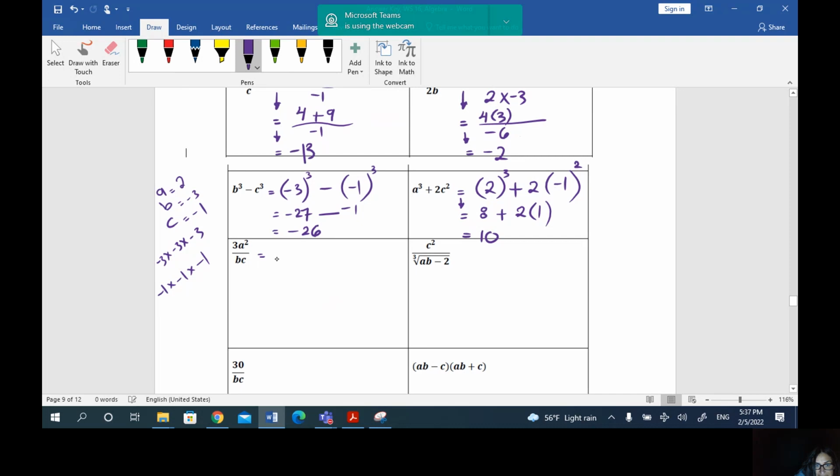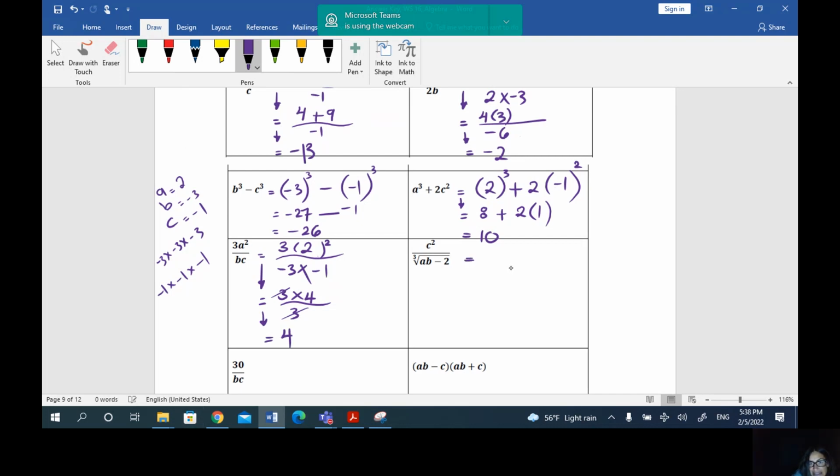Now, 3a squared over bc. So fraction line, 3 times a squared, so 3 times, open a bracket to the power of 2. A is equal to 2 to the power of 2 over bc, which means b times c. B is -3 times c, which is -1. Underneath the equal, 3 times 2 to the power of 2. 2 to the power of 2 is 4, so it will be 3 times 4. Negative 3 times negative 1 is 3. 3 is cancelled with 3, so the answer will be 4.